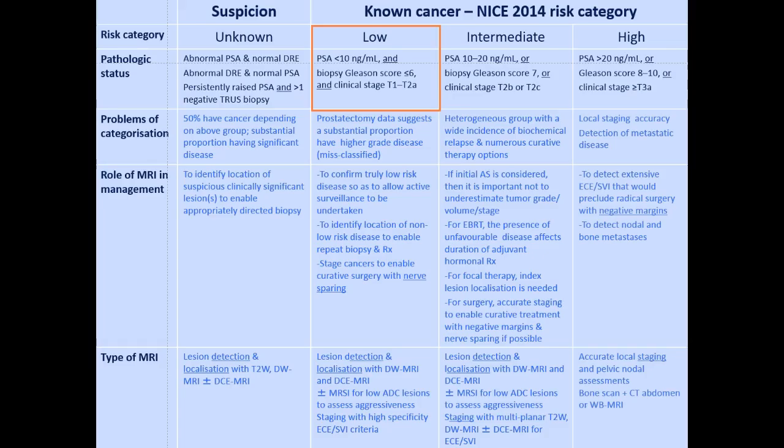We can now continue. The next topic I wanted to talk to you about was the use of multiparametric MRI in low-risk disease, specifically the place of MRI in active surveillance. Now, we know that of patients who have low-risk disease, a substantial proportion have higher grade disease on prostatectomy. In other words, these patients are misclassified.